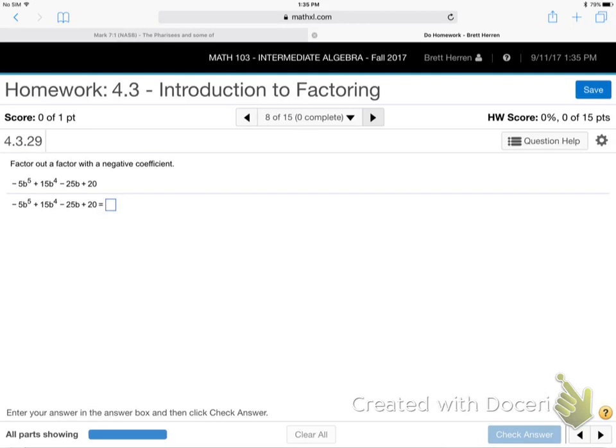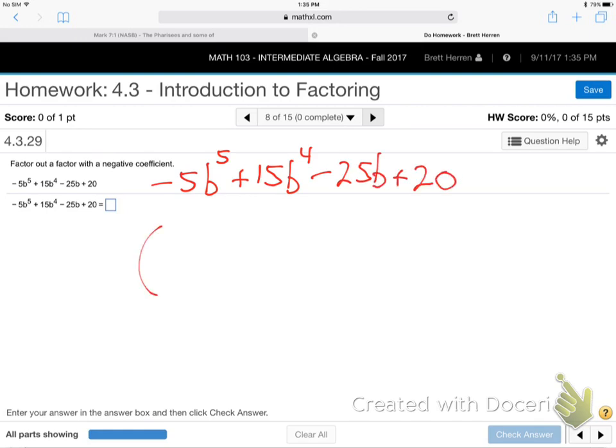So we've got minus 5b to the 5th plus 15b to the 4th minus 25b plus 20. So same thing, this time 4 terms. Put in the front whatever goes into all those.